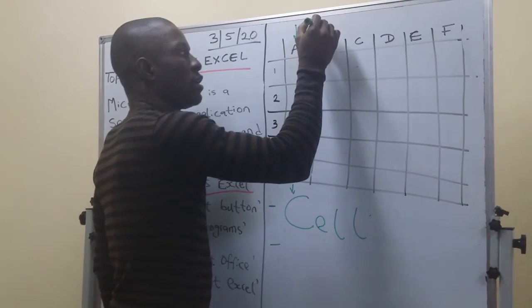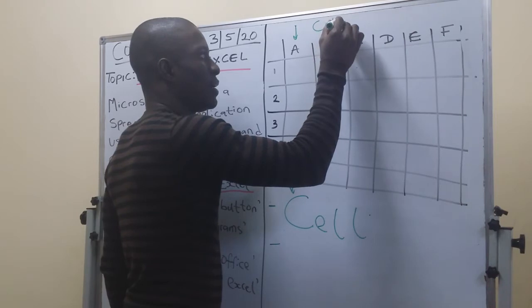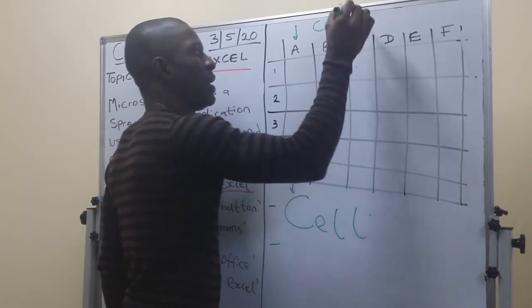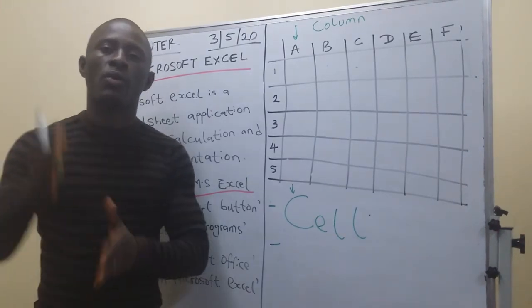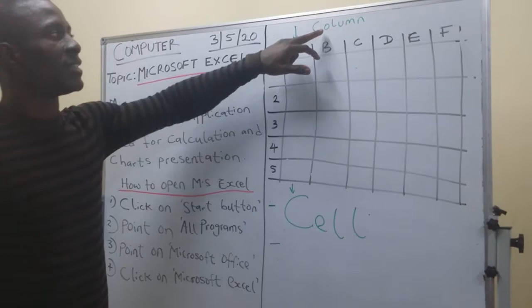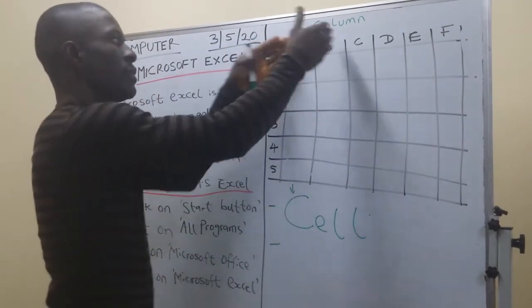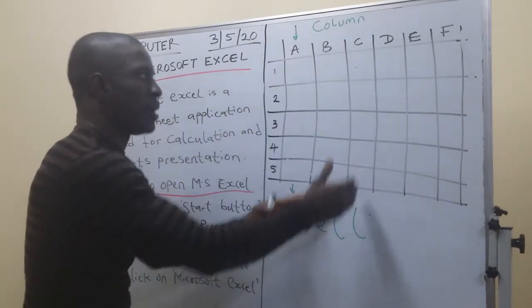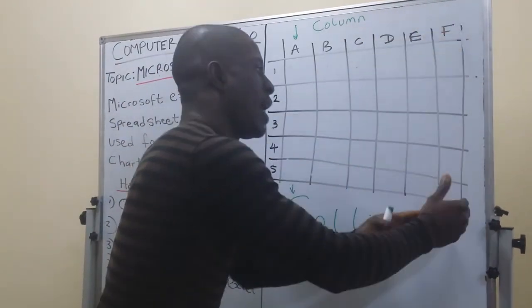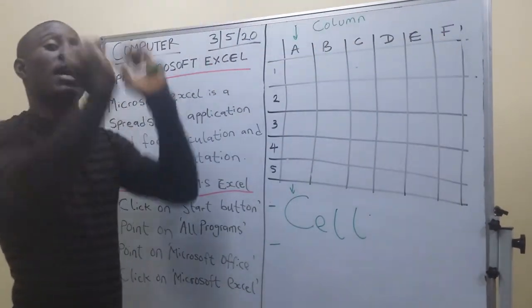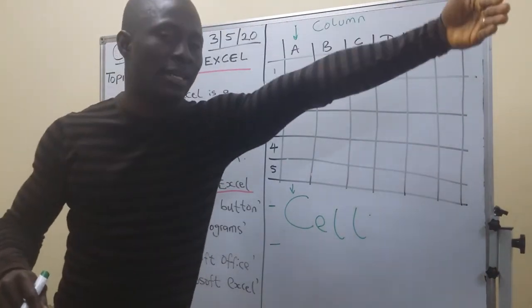Good. Now, going by this way is called row. Let me spell the column for you before we proceed to row. Column spells C-O-L-U-M-N. That is the spelling of column. So, I repeat, this way is column. Column A, column B, column C, column D, column E, F, and it moves till infinity. That means it has no stop, no ending.